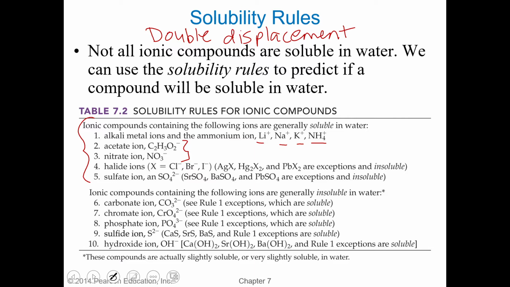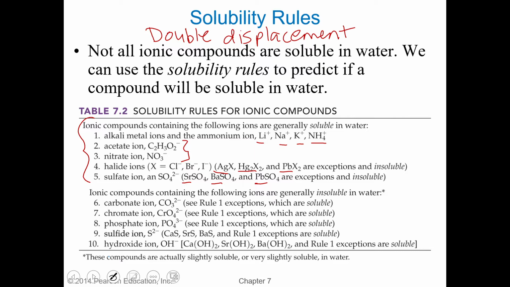Halides, group 17s, chloride, bromide, iodine, etc. These are generally soluble unless they are bonded to a silver, mercury, or lead. Then they become insoluble. Sulfate ions, again, generally soluble unless they are bonded to a strontium, barium, or lead. Then they become insoluble. Okay.